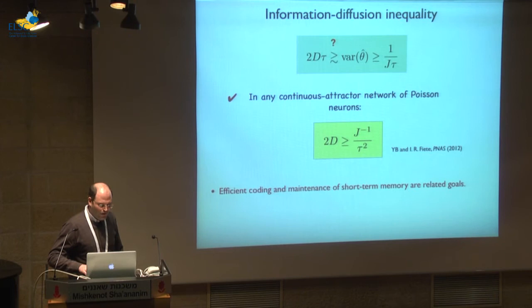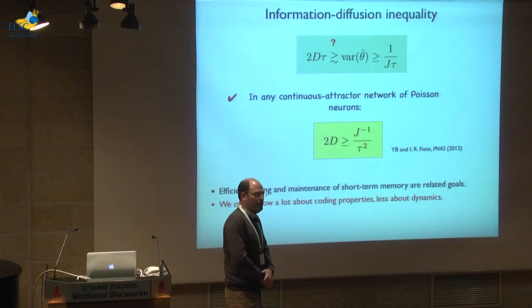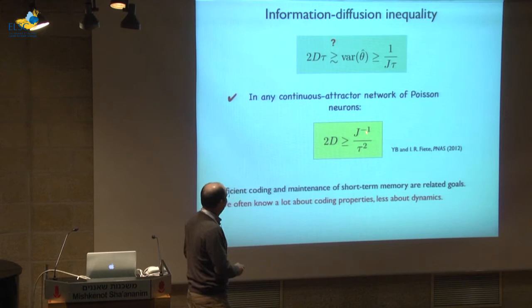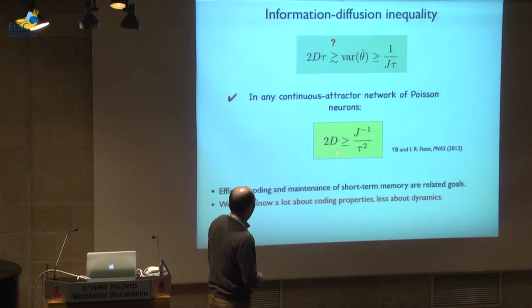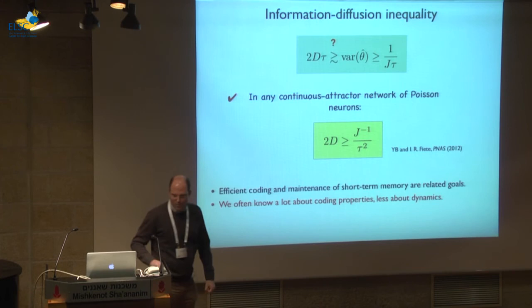The other reason that this is interesting is that we often know a lot about the coding properties of neurons in particular brain areas. And if we can estimate the Fisher information based on these coding properties, this gives us a certain window through which we can learn something about the dynamics of the network, or at least the expected dynamics of the network within this framework.